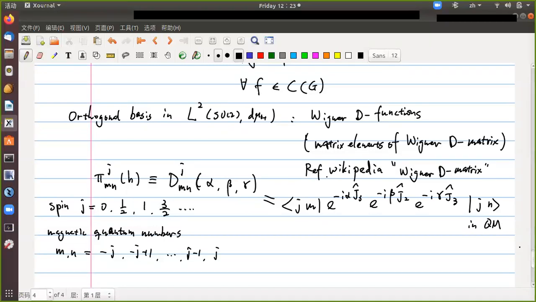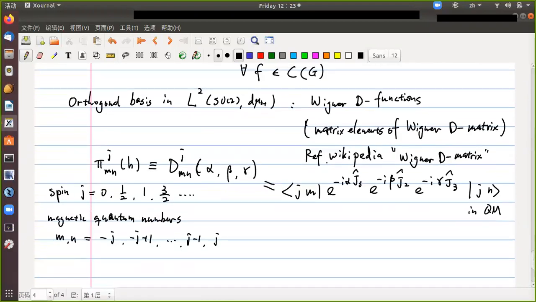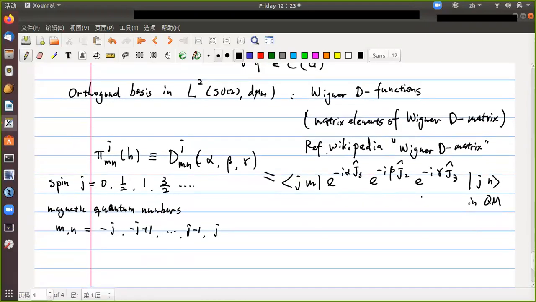So this D matrix, why we call it D matrix: because if we fix J, D has two indices m and n, so this is a matrix in the spin J Hilbert space in quantum mechanics, right? From this formula you can also see this D_mn is a kind of matrix element, and this is the rotation operator.